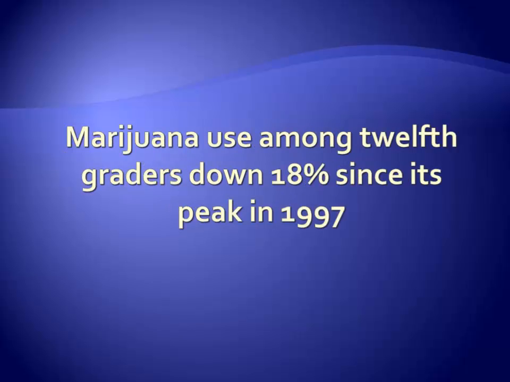On the other hand, the National Institute on Drug Abuse has reported that marijuana use among 12th graders has been down 18% since its peak in 1997. Both reports contain stark differences. The Office of National Drug Control Policy claims that a dip in marijuana use is almost twice as large as the claim put forth by the National Institute on Drug Abuse.